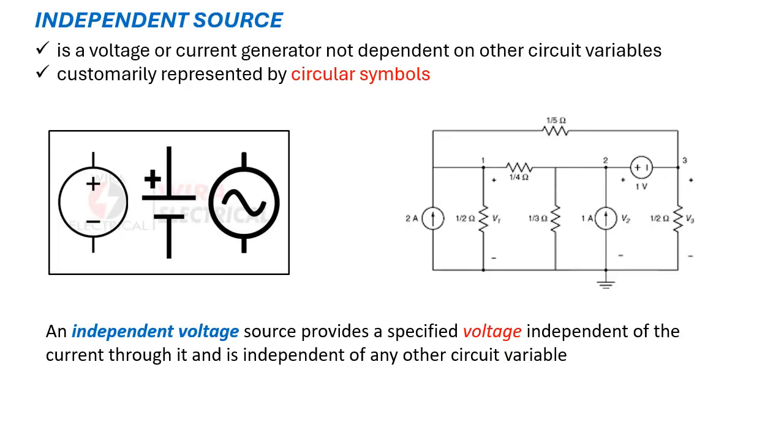First, let's talk about independent sources. Independent sources, as mentioned earlier, can be a current or voltage source. It is customarily represented by a circular symbol. You can see that in your screens. Remember, if a source is represented by a circular symbol, that's an independent source. The problem now is to know whether it is a current or a voltage one.